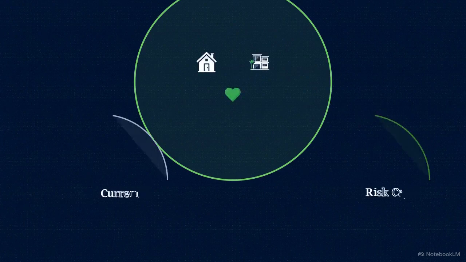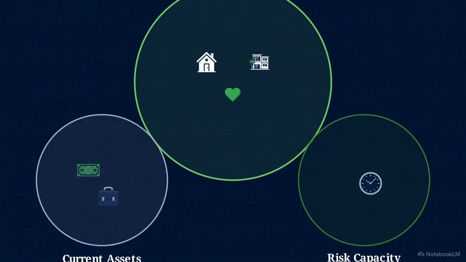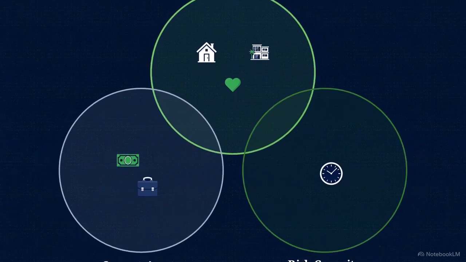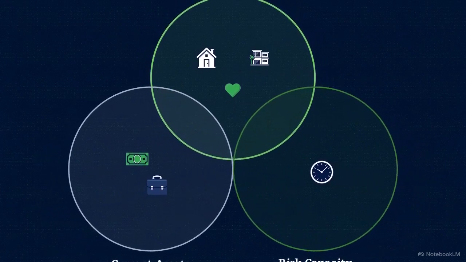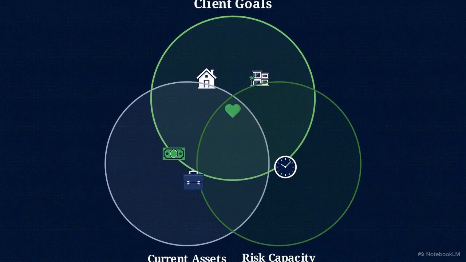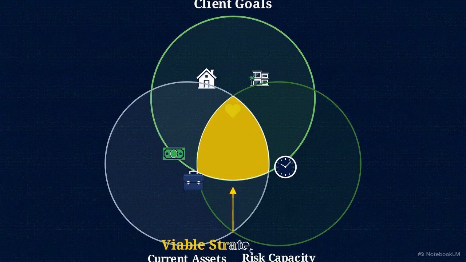Here is where we hit the inevitable point of friction. Clients often possess infinite financial desires, like wanting high returns with total safety, but they have finite resources. There is a massive tension between what a client wants to achieve, the assets they currently possess, and the market volatility they can actually endure. The overlapping center of those 3 variables is the only viable strategy zone.